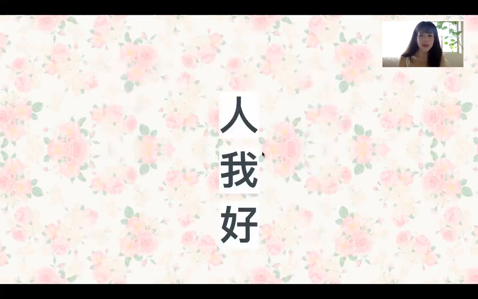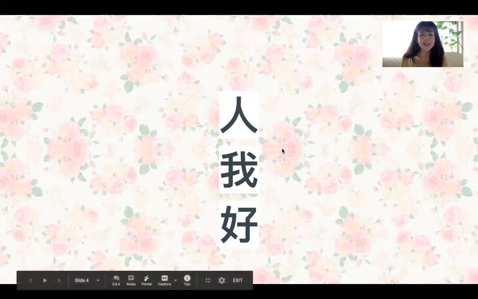But of course, there are some characters that are the same within both systems too. So right here, we have some really common Chinese characters. We have Ren for person, Wo for I, and Hao for good. And these characters are all the same in both systems.